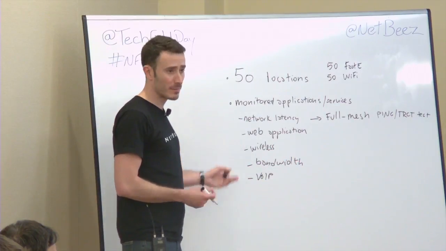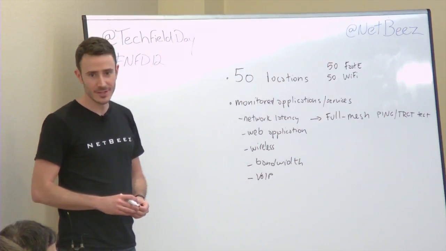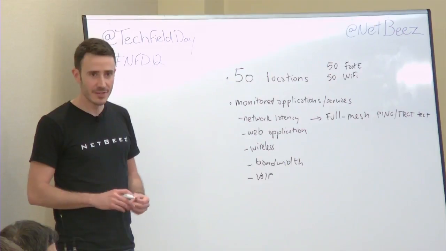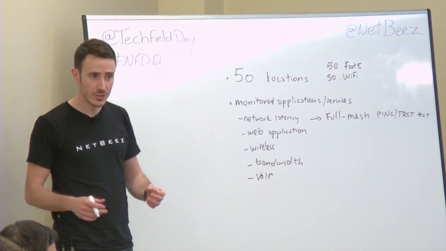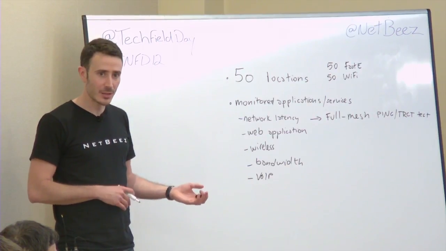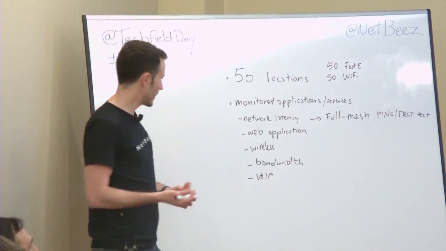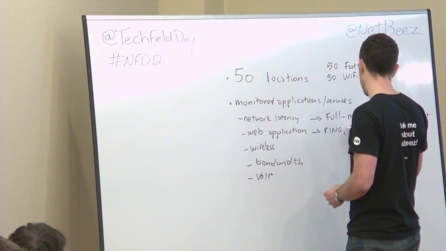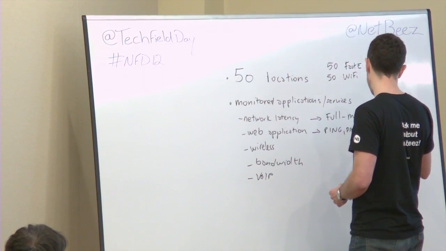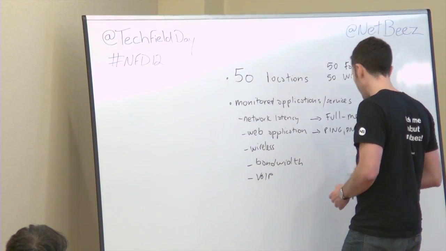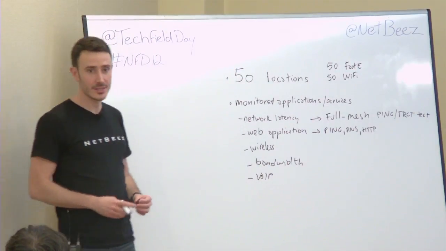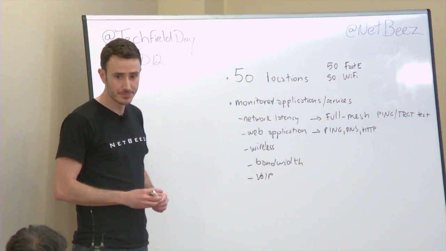Then a web application is, as you saw, very simple. We don't do transactions, but at least you can understand if it's accessible from all the locations and if a problem is at the network or at the application layer. So that's a simple ping, DNS, HTTP, and traceroute type of test. The wireless, you're covered with the wireless agent, so you can have that visibility.